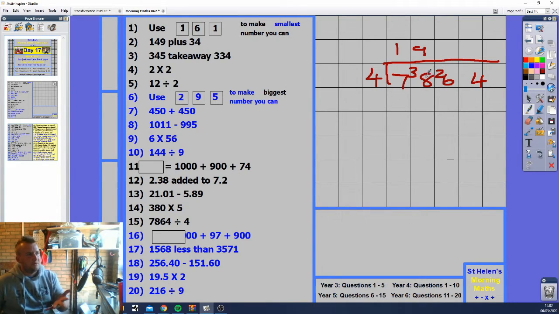4, 8, 12, 16, 20, 24. Goes 6 times, 2 left over, and then 4 goes perfectly into 24. 4, 8, 12, 16, 20, 24. 6 times.